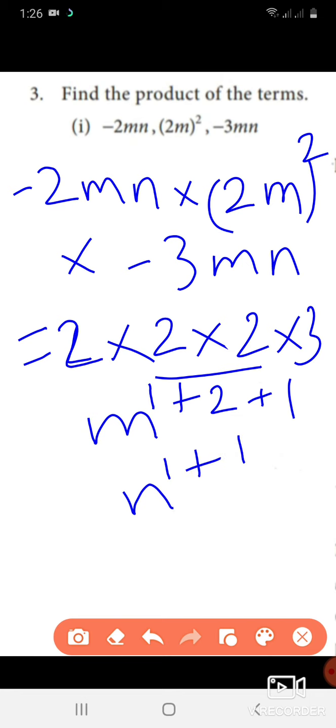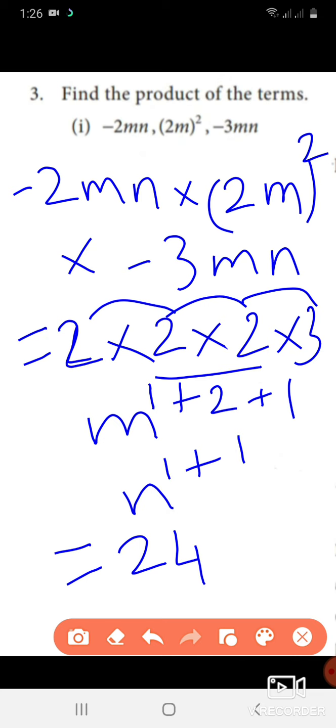Third term 1. So that is equal to, now multiply the numbers first. 2 2s are 4. 4 2s are 8. 8 3s are 24. Now m power 1 plus 2, 3. 3 plus 1, 4. And n power 1 plus 1, 2. So the answer is 24 m power 4 n square. Is this clear? Yes.